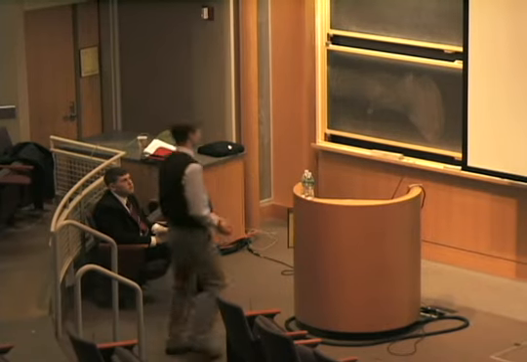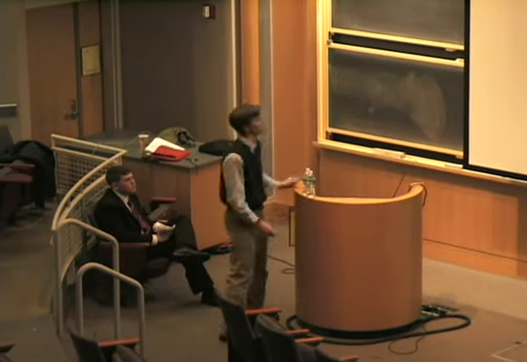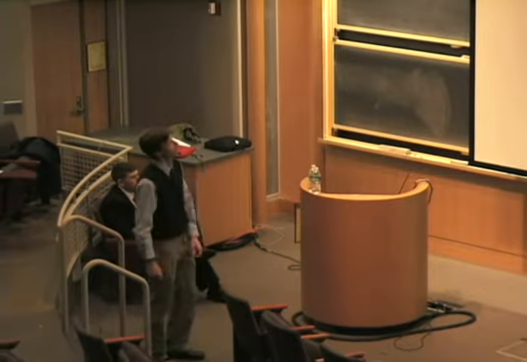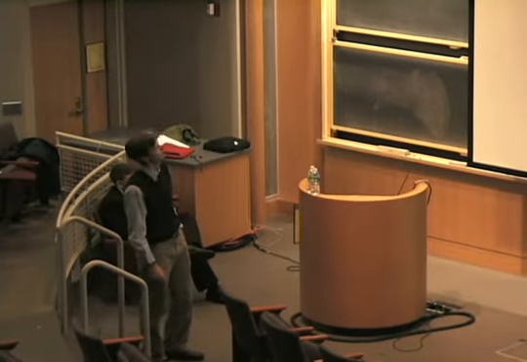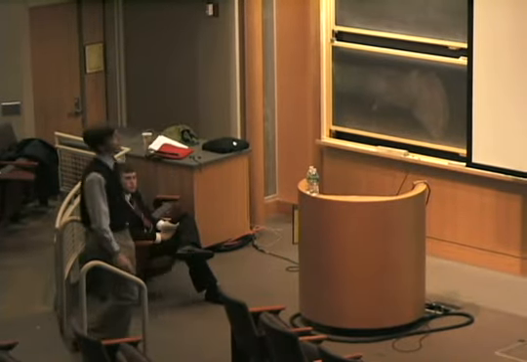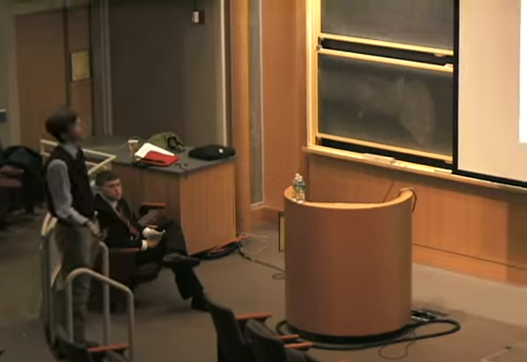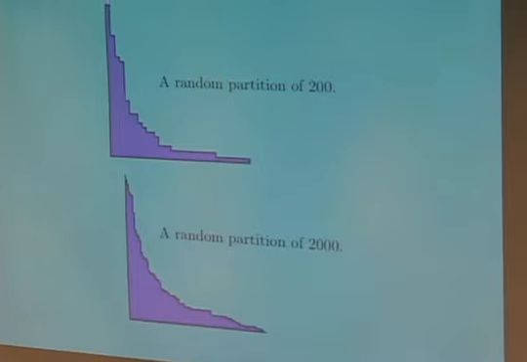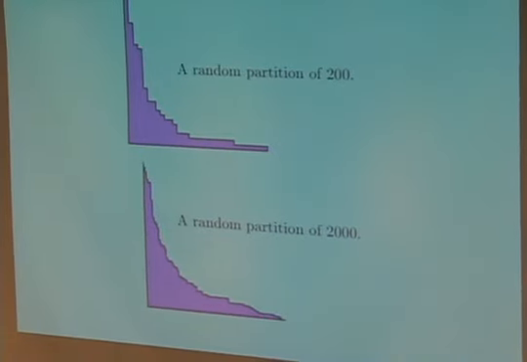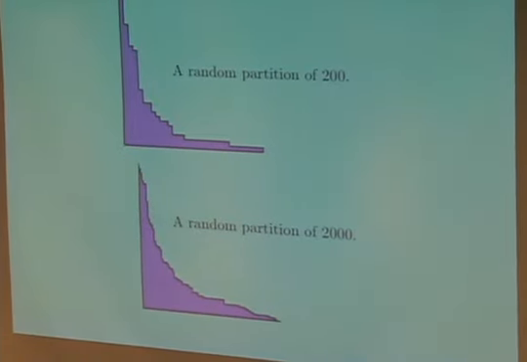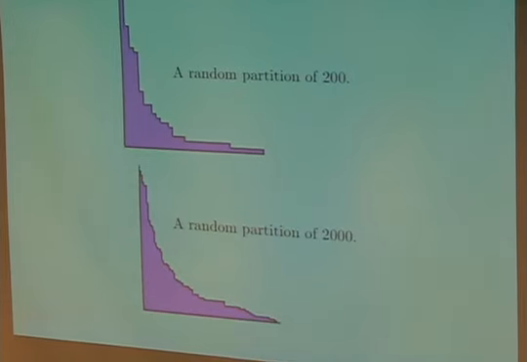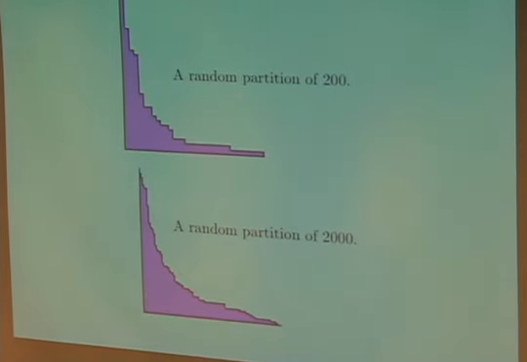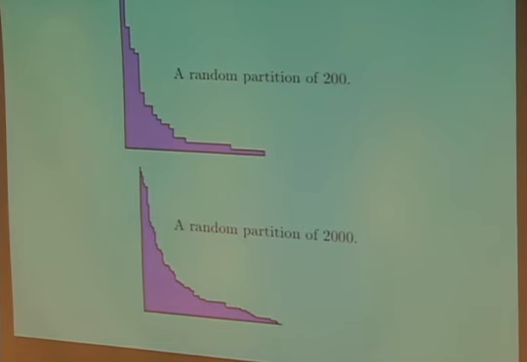So there's a picture I made of a random partition of n. Here's one of 200, here's one of 2,000. It's maybe not what you would have guessed the shape would look like. But there it is. So one question you might be asking is, as n gets large, is there some sort of a most likely shape, and how likely is that shape?